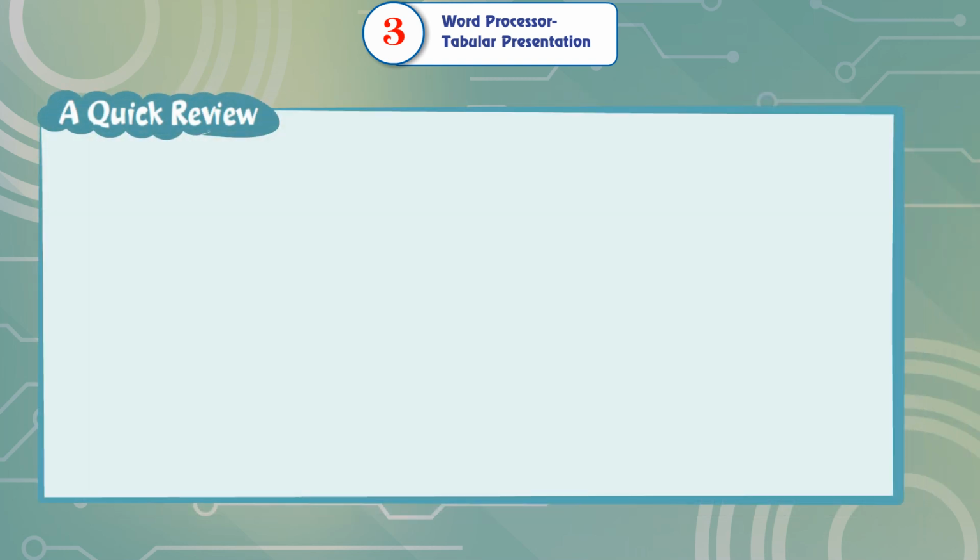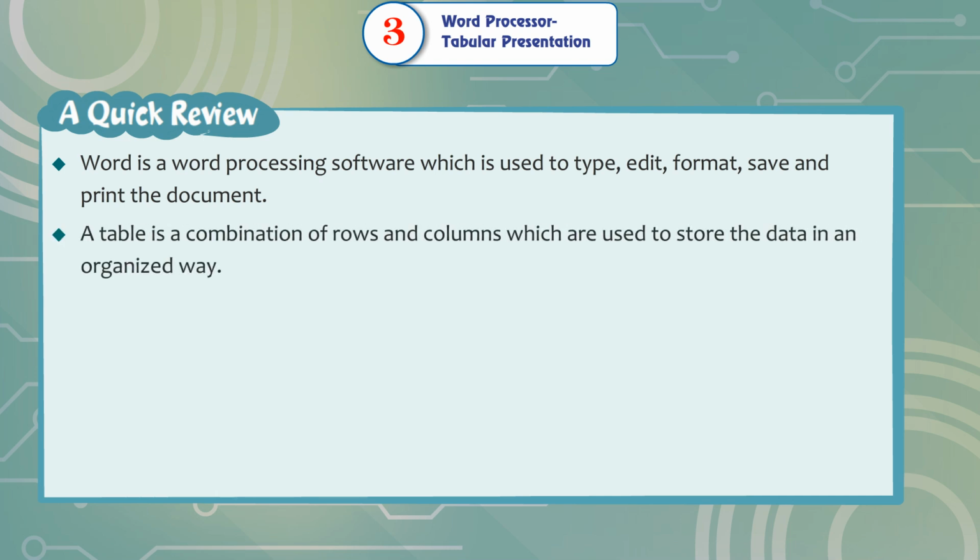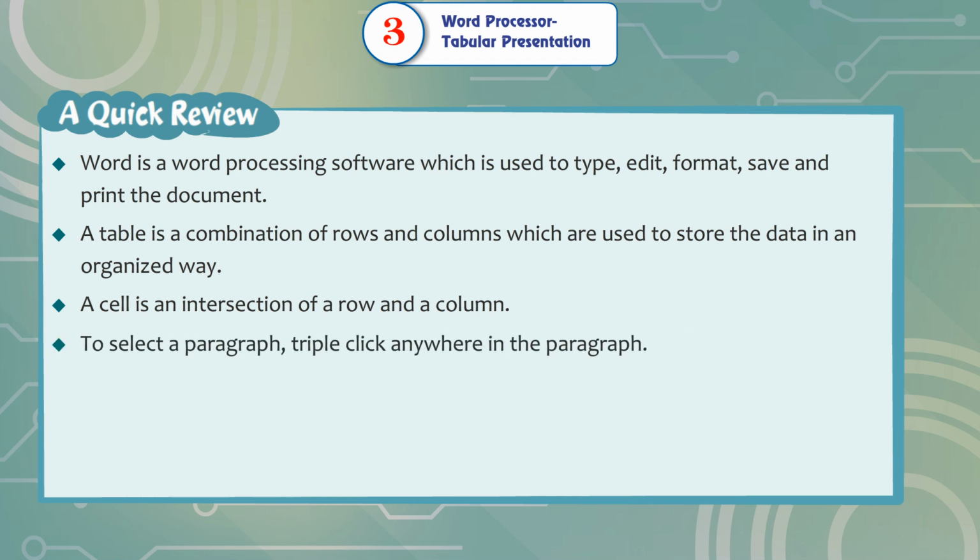A quick review. Word is a word processing software which is used to type, edit, format, save and print the document. A table is a combination of rows and columns which are used to store the data in an organized way. A cell is an intersection of a row and a column. To select a paragraph, triple-click anywhere in the paragraph. You can convert the text into a tabular form.